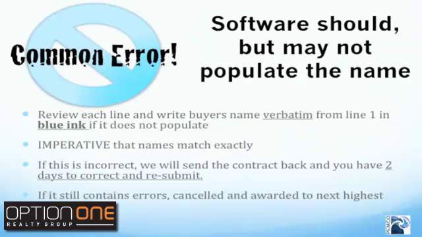Our contracts department has discovered that the HUDhomestore.com software currently has a slight glitch that results in line 2 being left blank after printing. If you're not reviewing the contract lines that HUDhomestore.com fills in for you, it's an easy error to miss. To avoid this error altogether, after printing of course, make sure you review every line on the page. And if line 2 is in fact found to be blank, please just write your buyer's name verbatim from line 1. In blue ink.